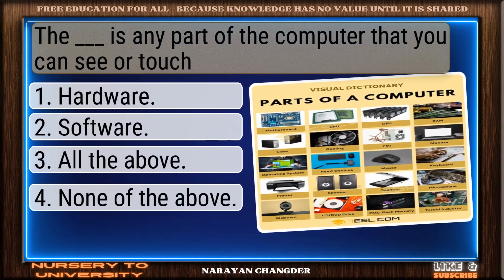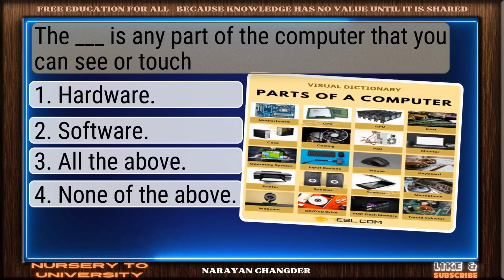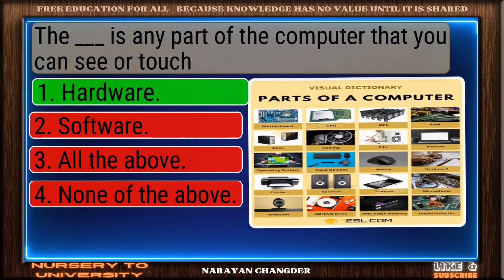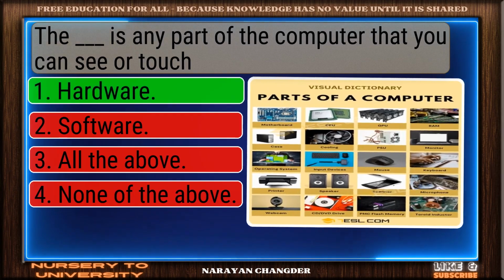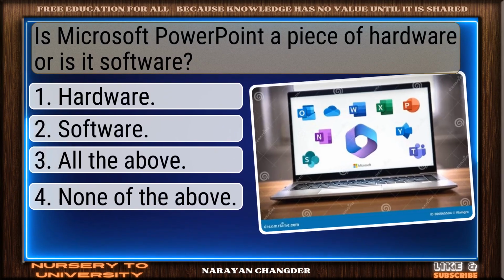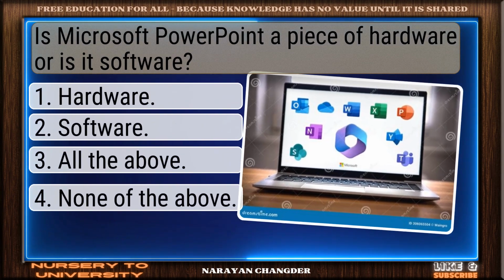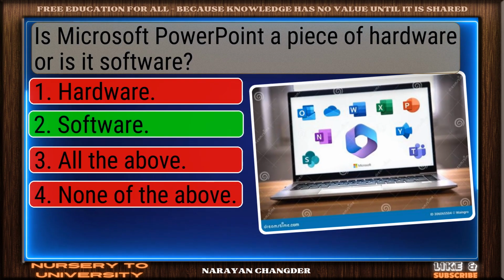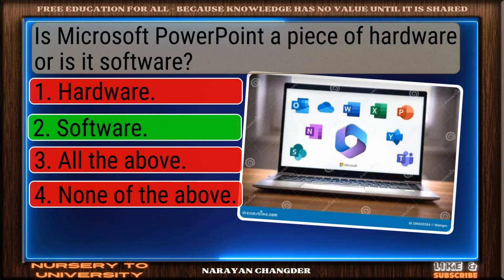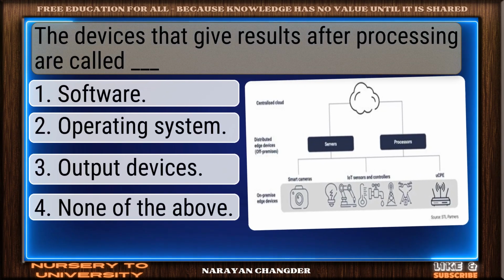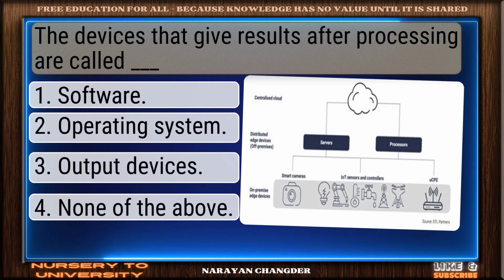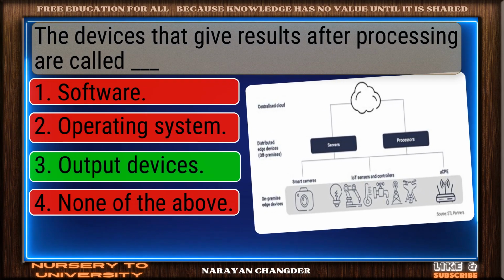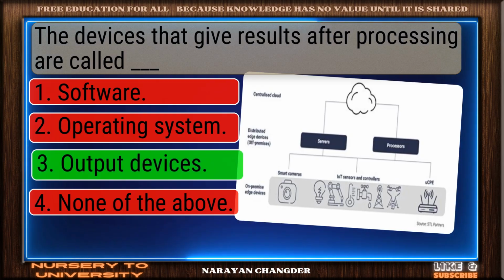The dash is any part of the computer that you can see or touch. Well done. Hardware is the right choice. Is Microsoft PowerPoint a piece of hardware or is it software? Excellent. Software is a brilliant choice. The devices that give results after processing are called dash. Right choice. Output devices is the best answer.